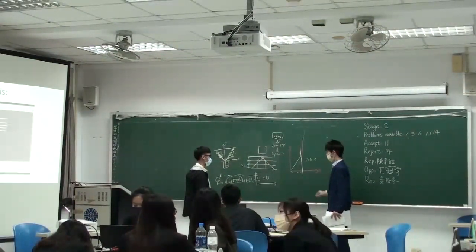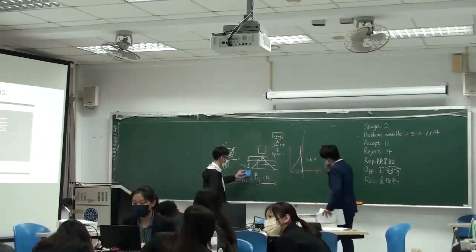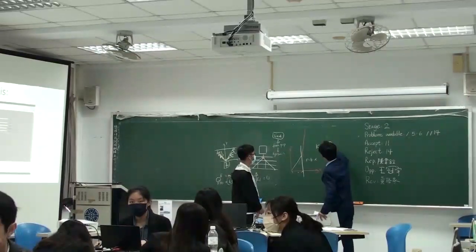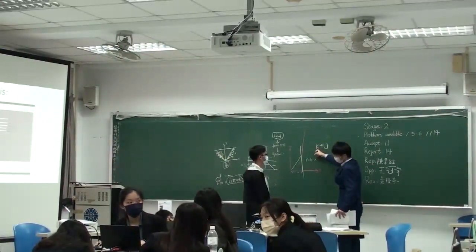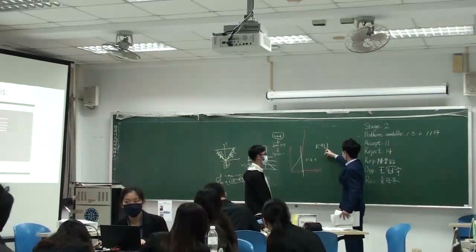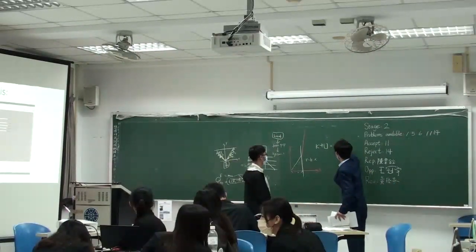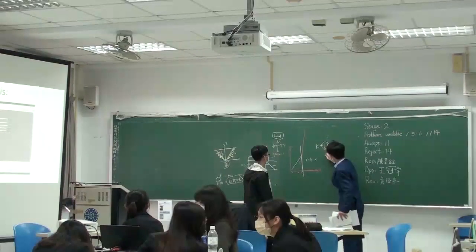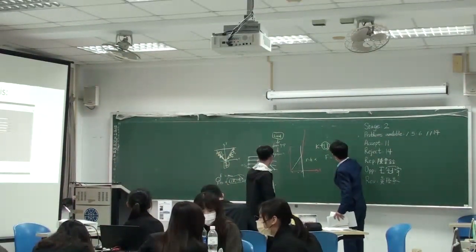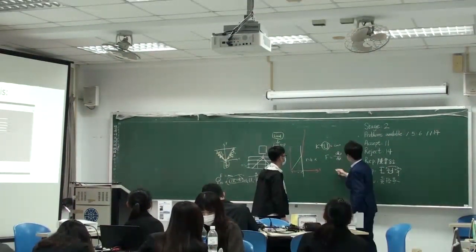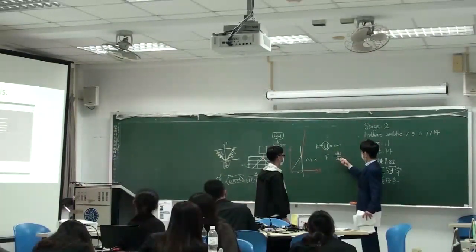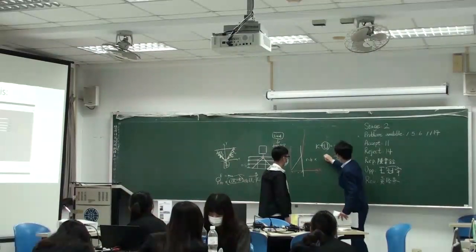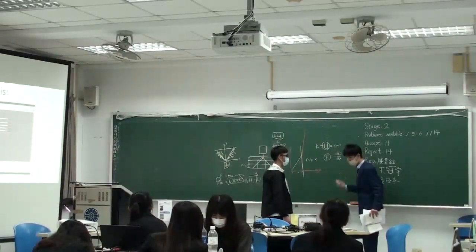Conservative. Okay, what is conservative? It is like kinetic energy plus potential energy equals a constant. So for this, F equals the negative differential of the potential energy; if F equals the negative differential of the potential energy, we call this F conservative.